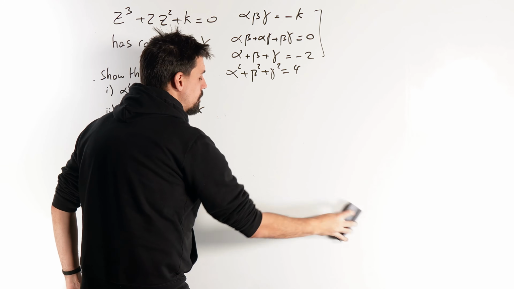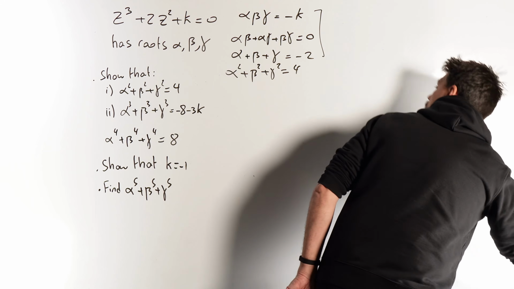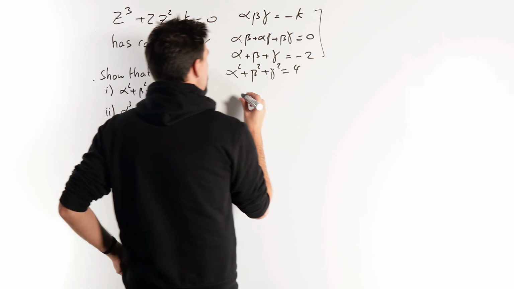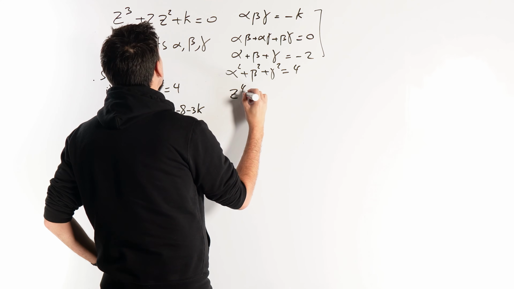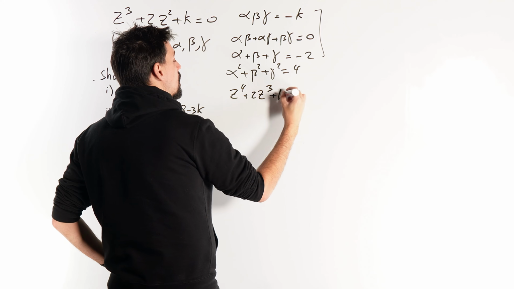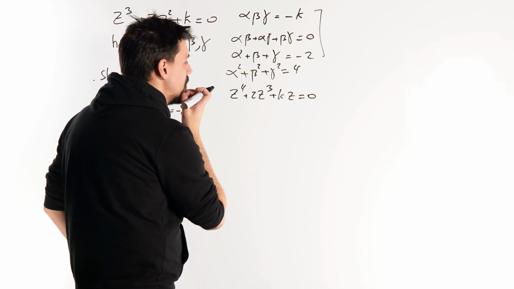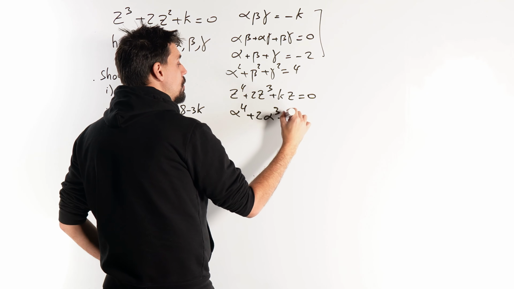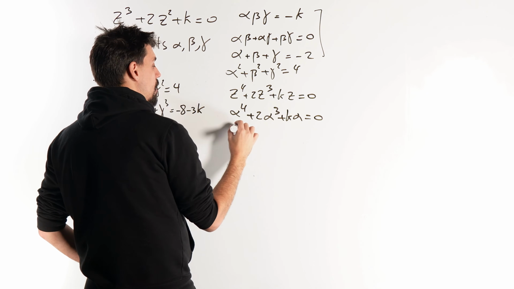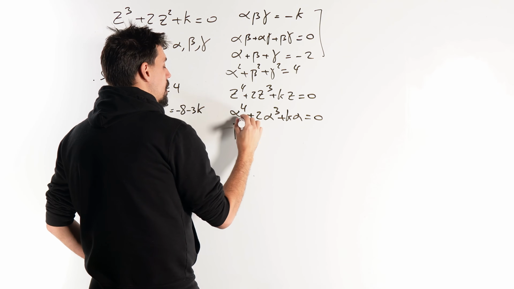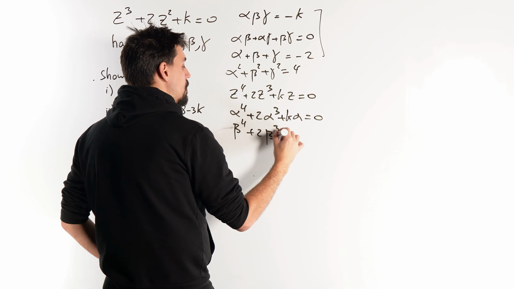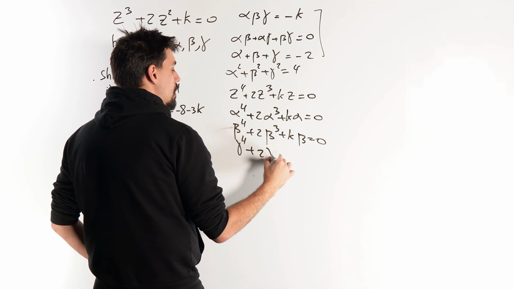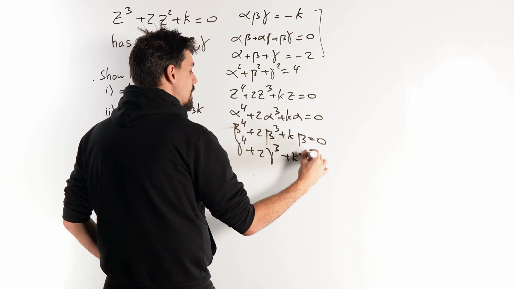Now what we're going to do is this. What I can do is actually use the fact then, if I multiply all of this by z, I get z to the 4 plus 2z cubed plus kz is equal to 0. And we can do the same trick. Alpha to the 4 plus 2 alpha cubed plus k alpha equals 0. Beta to the 4 plus 2 beta cubed plus k beta equals 0. And gamma to the 4 plus 2 gamma cubed plus k gamma equals 0.